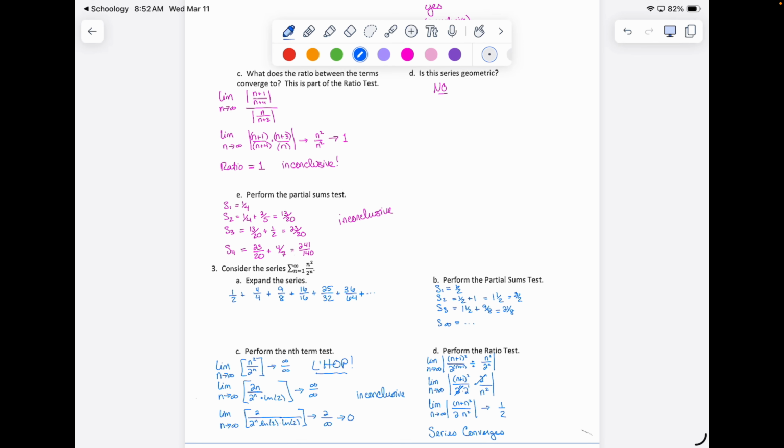This is the most interesting problem on the page. So what happens if you're looking for a limit, and the limit's approaching infinity over infinity? We have a tool for that. Do you remember? You can take the derivative of the top and the derivative of the bottom, and then test your limit again.